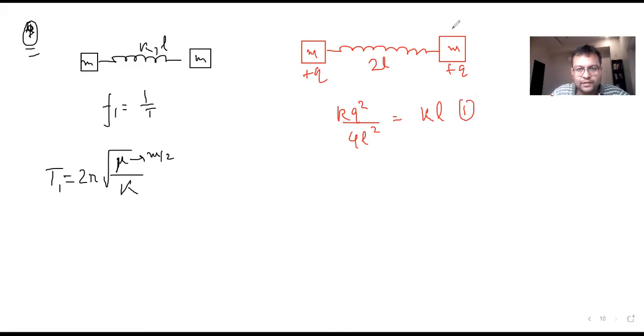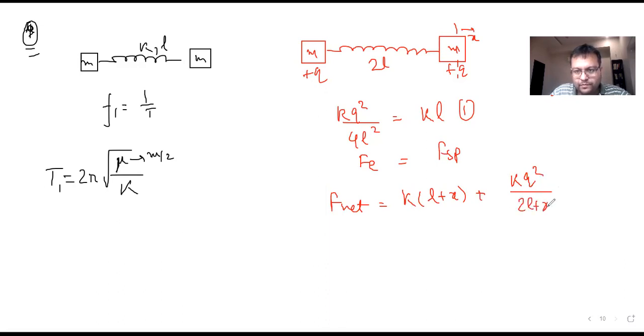When I displace it further by a distance x, the spring force will further increase and the electrostatic force will further decrease. This is Fe and this is Fsp. So the net force in this case is K into (L plus X) plus the electrostatic force, which is K into Q squared by r, where r is (2L plus X) whole squared. It will be negative, of course. Yes, the minus sign will come.